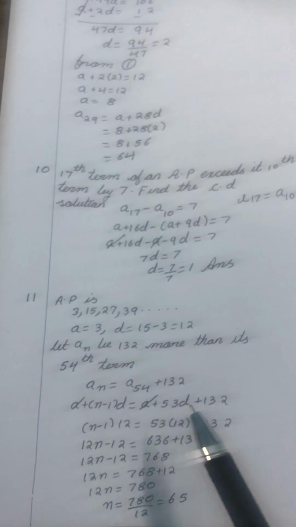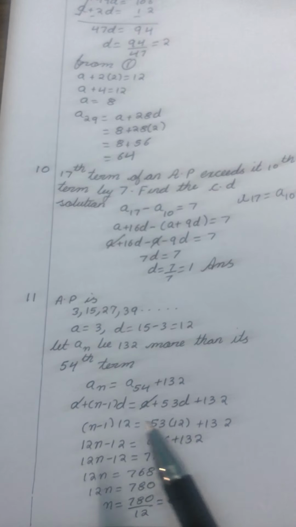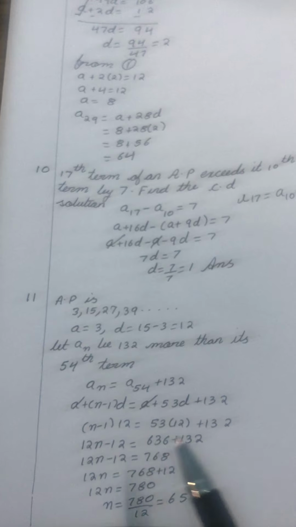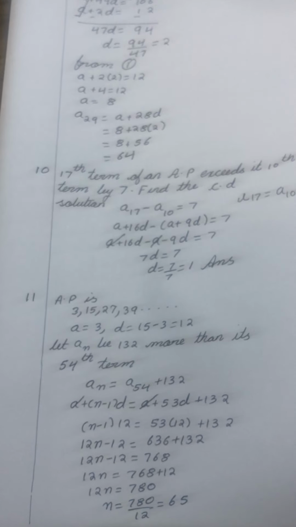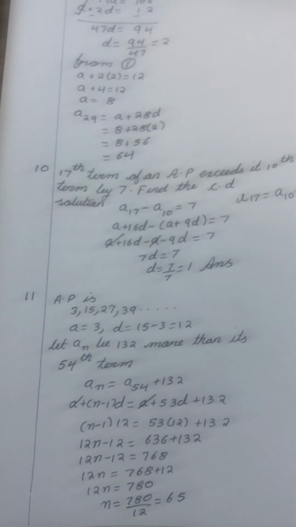Apply the general term formula. a and a get cancelled. Substitute the values, d we have put 12. Then we solve: 53 into 12 is 636. So 636 plus 132 is 768. On the left hand side we have opened the bracket.